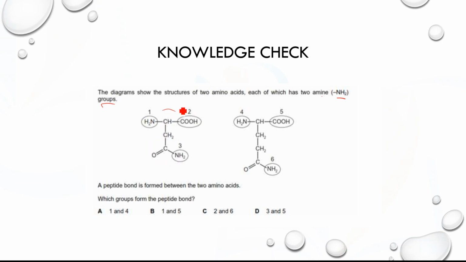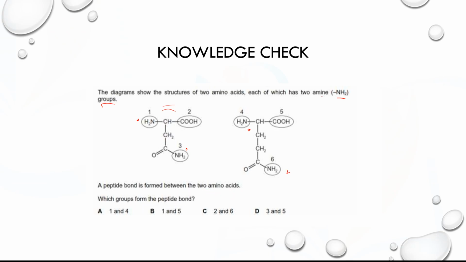This particular amino acid has two amine groups. This is an amine group, this is number one, and number three is also an amine group. So which one do we need? Now, if you check, this one also has two amine groups, right? And the question says a peptide bond is formed between the two amino acids. Which groups form the peptide bond?